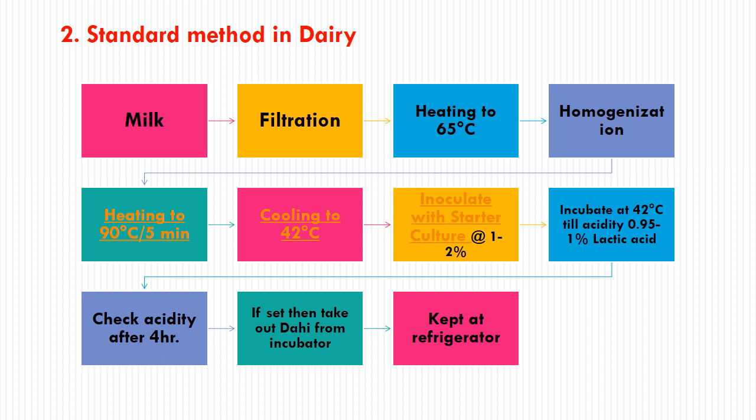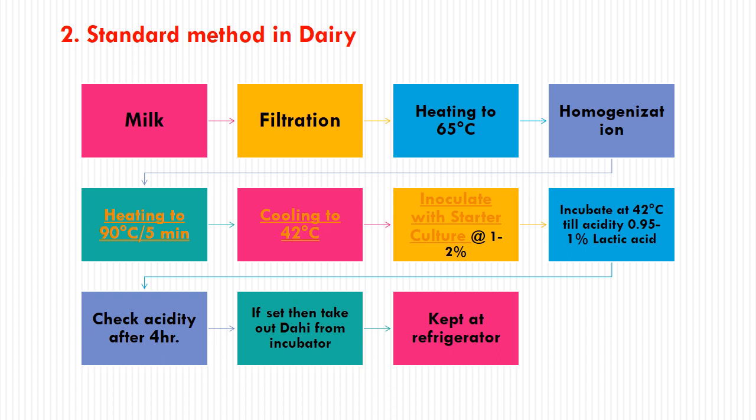Here we will discuss the scientific or standard method for making curd, which is done on a large scale in the dairy plant. So first milk is taken, it will undergo filtration and then heating to 65 degrees Celsius and homogenization. These are the routine procedures for any dairy products, and then it is heated to 90 degrees Celsius for 5 minutes to complete pasteurization, and then cooling to around 40-42 degrees Celsius, and then the culture is inoculated at 1 to 2%. As I have told, generally the old curd is used for culture, and then it is incubated at around 40 to 42 degrees Celsius.